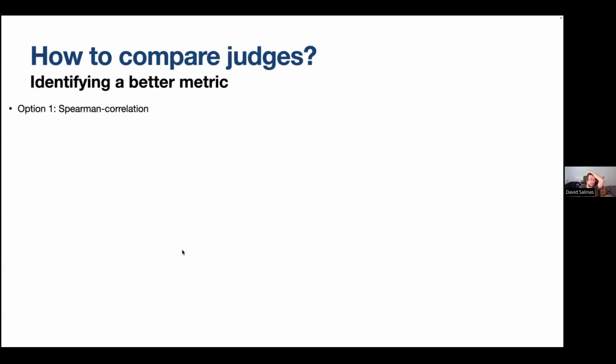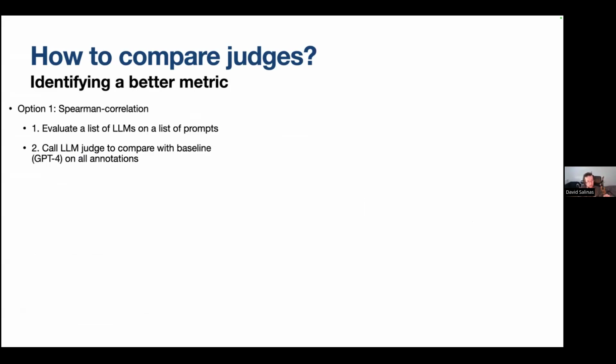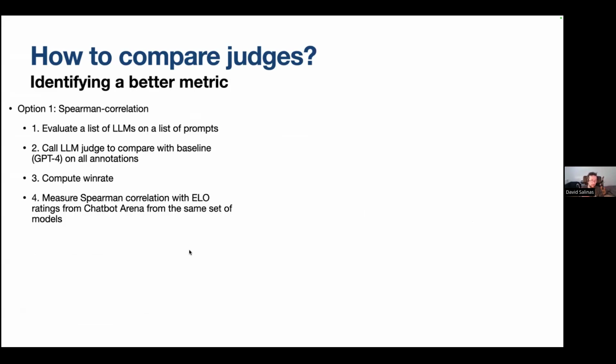As I mentioned, option 1 is to compute Spearman correlation. For that, you evaluate a list of LLMs. So let's say you have 20 models. Then you call LLM as a judge on a list of annotations, and then you compute the win rates. And then you compute the Spearman correlation with the ranking that was obtained in Chatbot Arena.